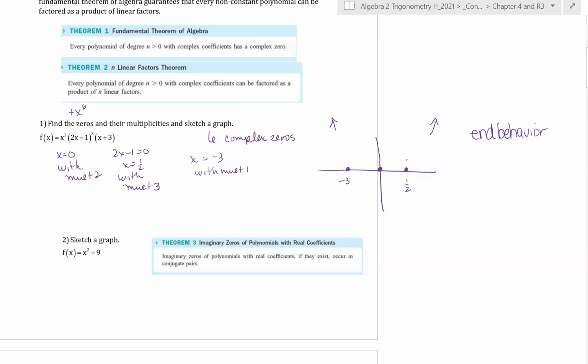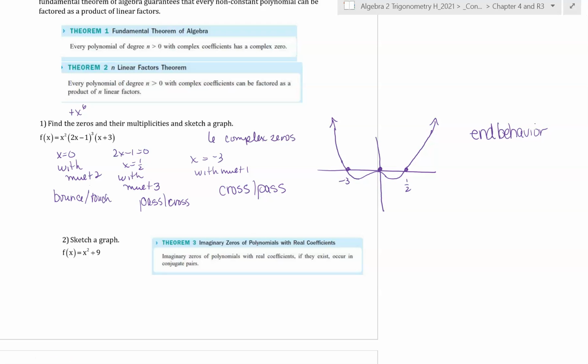So now we read a function like we read a book from left to right. So when you get up to the -3, notice that it has an odd multiplicity, so it is going to cross the x-axis. You could say pass. Now when we come to the 0, we know it has an even multiplicity. Even multiplicity will bounce, or some people say touch. Now the 1/2, that has an odd multiplicity, so you will pass, or again, some people say cross. Okay, great job.